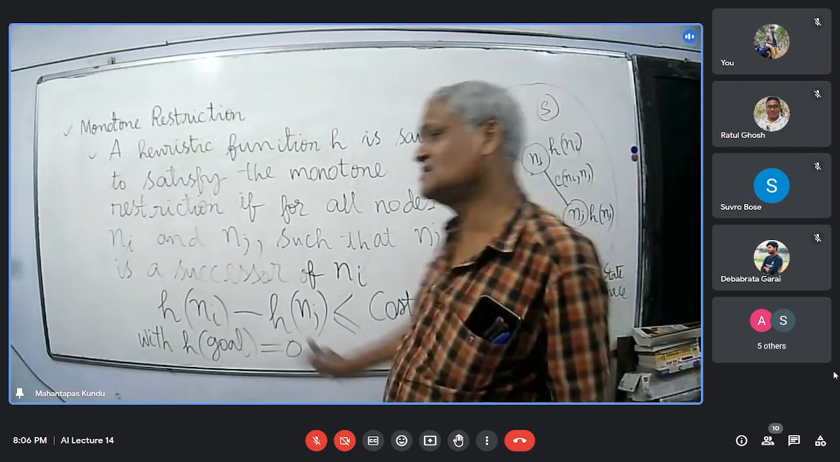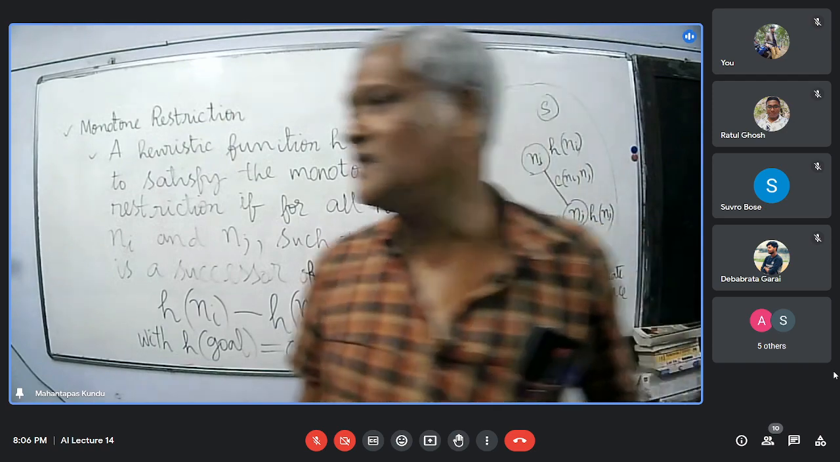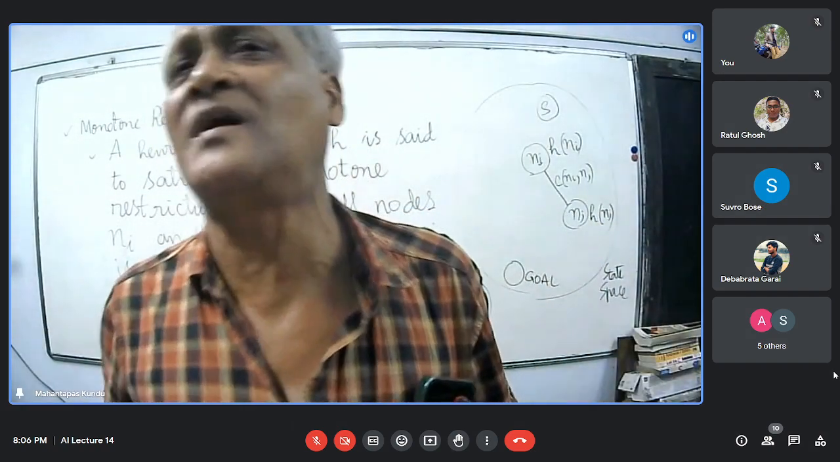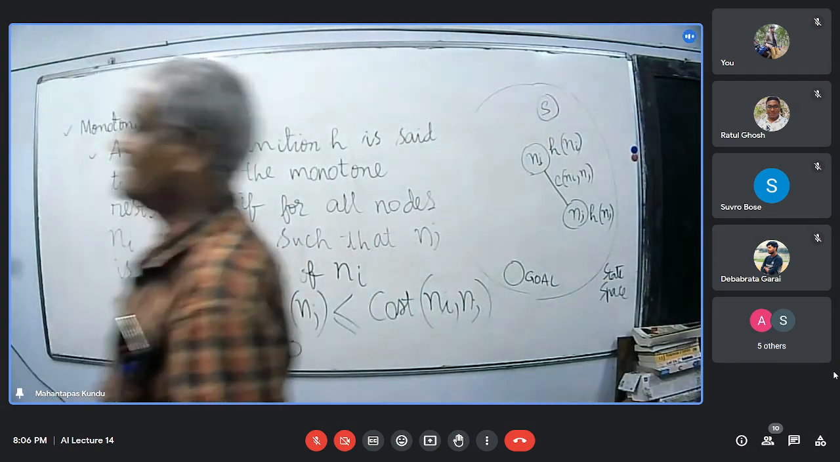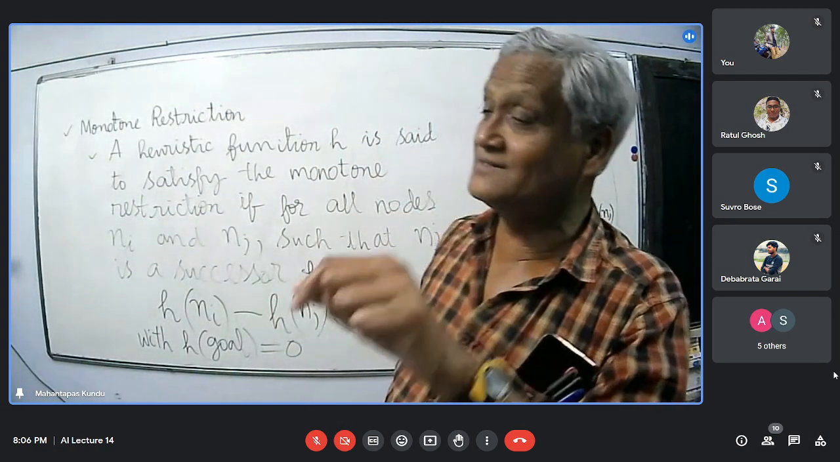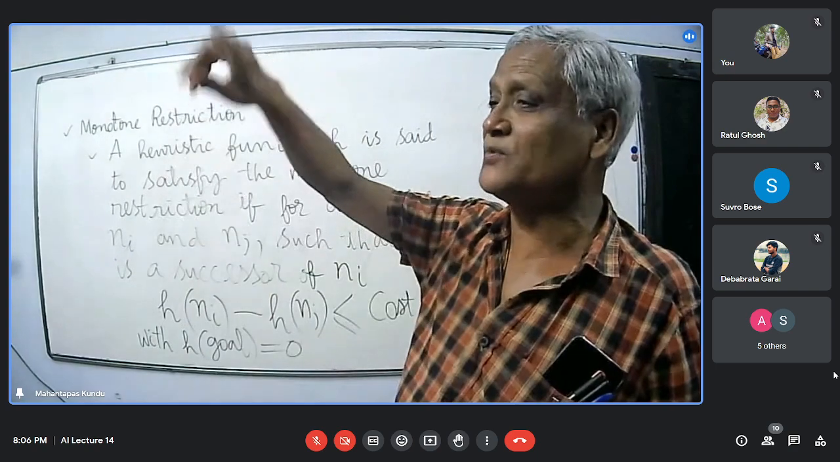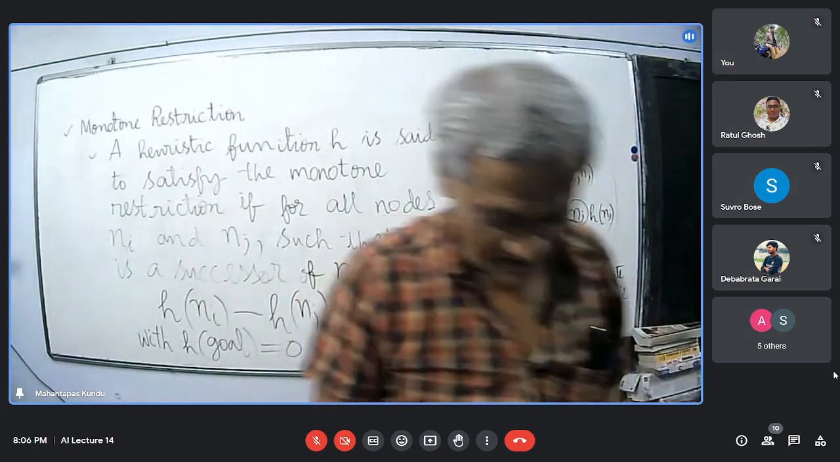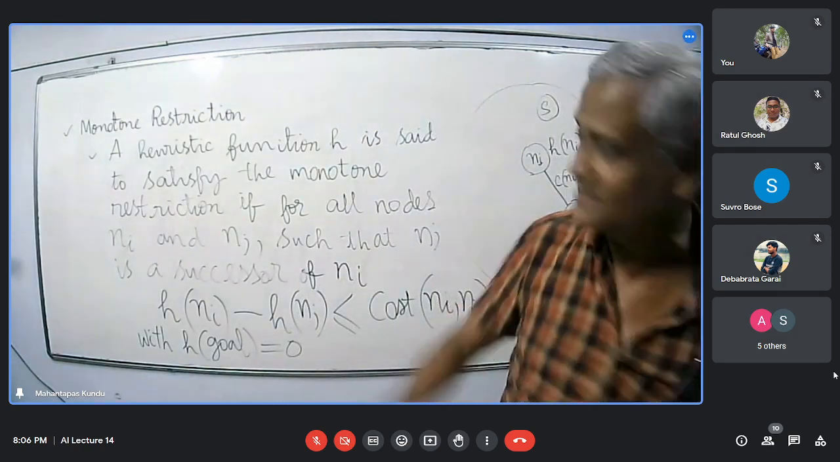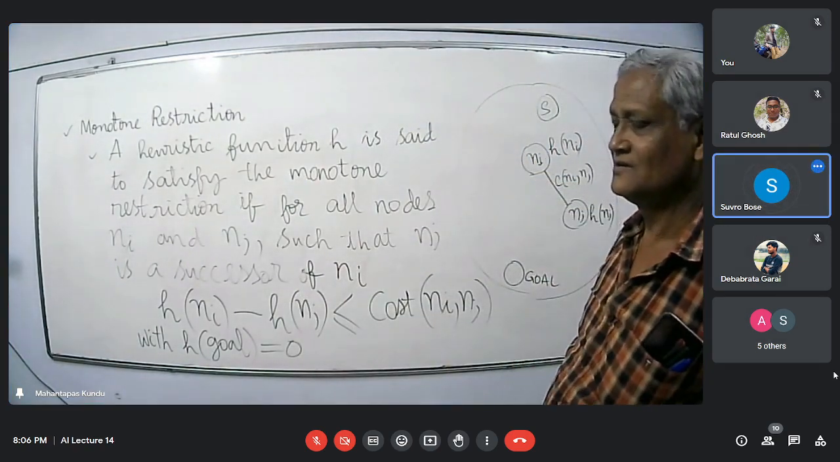Now, what is the significance that if you can design one such function, in that case, whenever a node is selected from the open list, it is visited through an optimal path from start node to that node. I am writing the statement of the theorem again. Should I erase this?